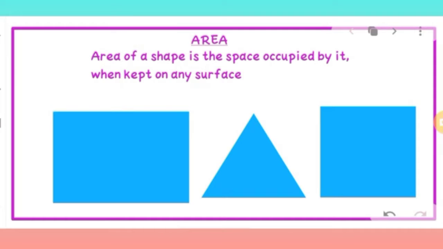For better understanding, when you keep your hand on a table, the amount of table that gets hidden is the area of your palm. Similarly, when you keep your book on the table, the amount of area of the table that gets covered is the area of that book. So the area can be said as the space that it occupies when kept on any surface.